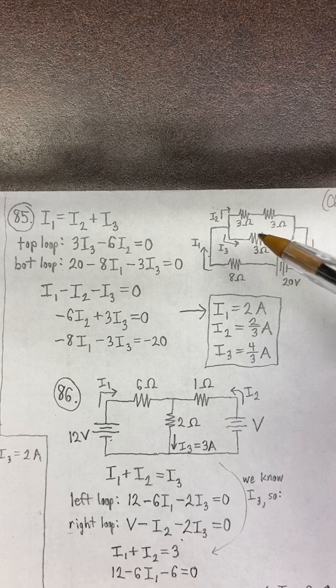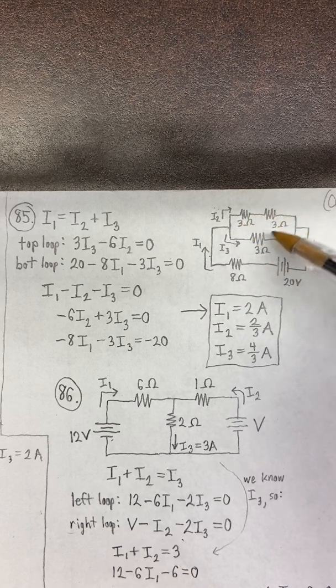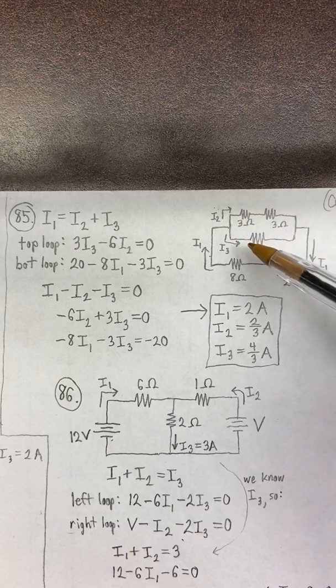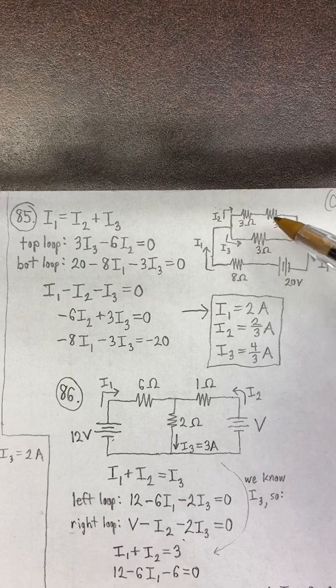If I'm going to go clockwise in the top loop, at the bottom here of that top loop, my chosen clockwise direction does not match the direction of I3. Therefore, a resistor is a voltage jump. So this is positive 3I3. But then they do line up, and since the 3 is in series with 3, this is a total of 6 up there at the top branch, and so that would be minus 6I2.